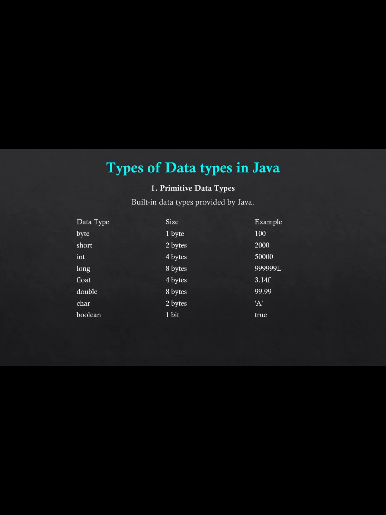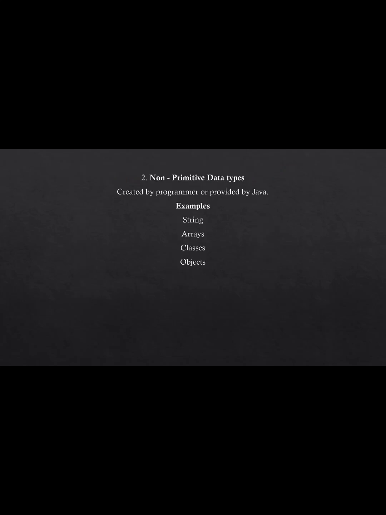So primitive data types are nothing but built-in data types, which are provided by Java itself. Now, what would be non-primitive data types? It would just be the opposite of primitive. So it is created by the programmer, not provided by Java. And what are the examples? String, arrays, classes, objects. String is called a non-primitive data type because string is an array, that is, a collection of characters.